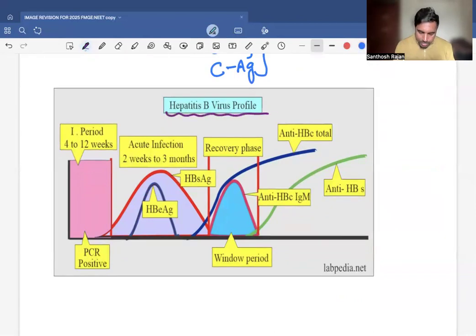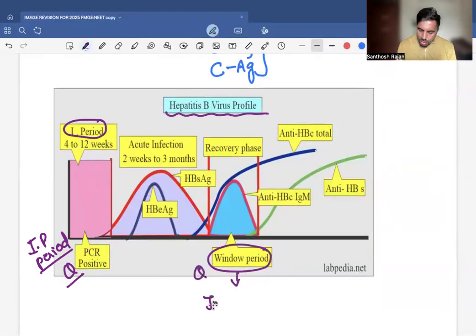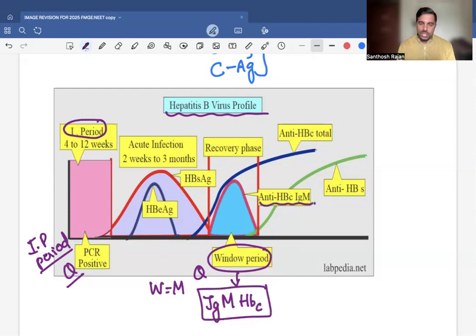Please remember carefully, in the initial incubation period, PCR is the best. In the incubation period, for diagnostic purposes, PCR is best. That's the first question. Second question, window period. In the window period, the best is, if you forgot, W looks like an M, so IgM of HBc, the antibody against HBc, anti-HBc IgM. It's already mentioned here. So remember: M and W look alike. Very important. In the window period this is good; for the incubation period, PCR is the best.